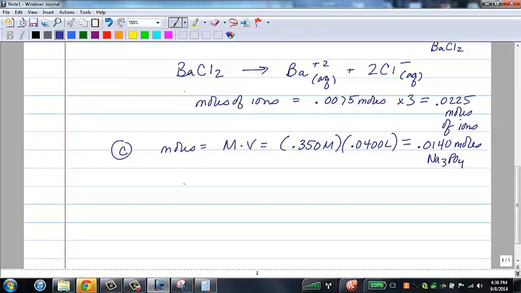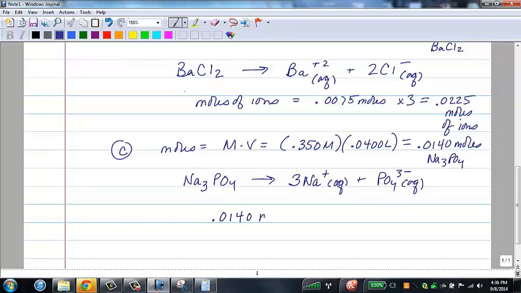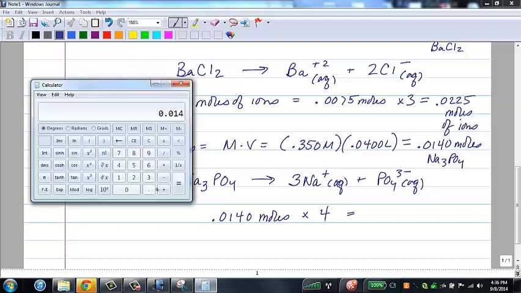Now this solute is going to break apart into 4 pieces. 3 sodium ions and 1 phosphate ion. So to find the total moles of ions, I would multiply 0.014 moles times 4 ions. And that's equal to 0.056.